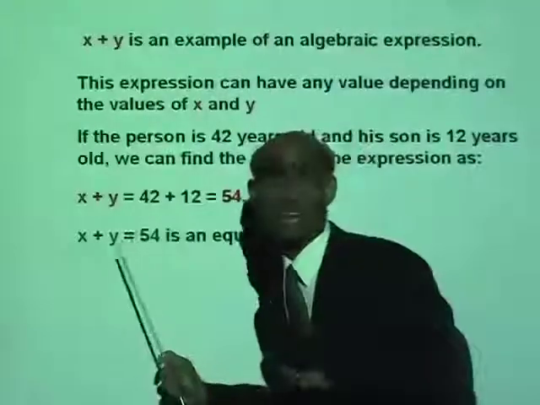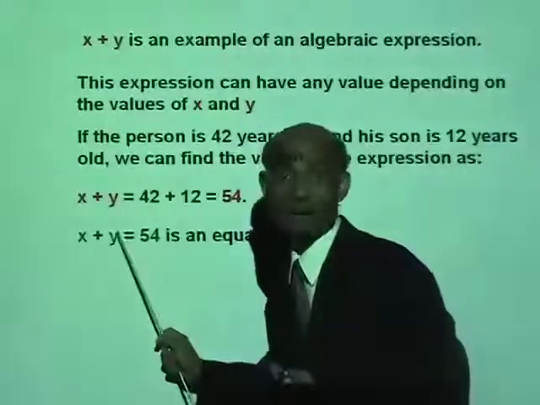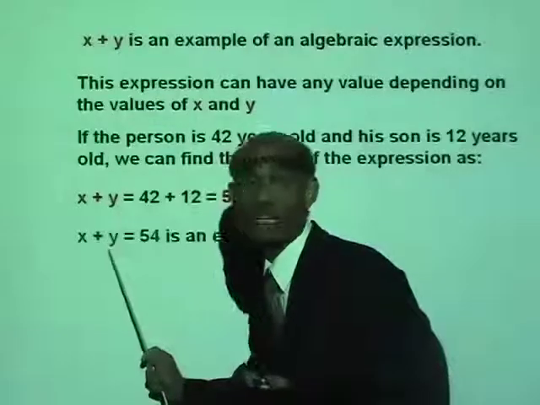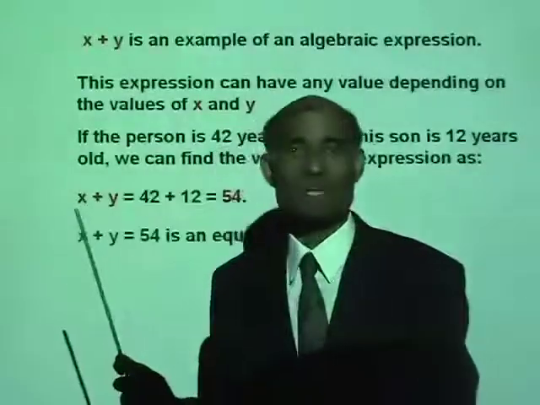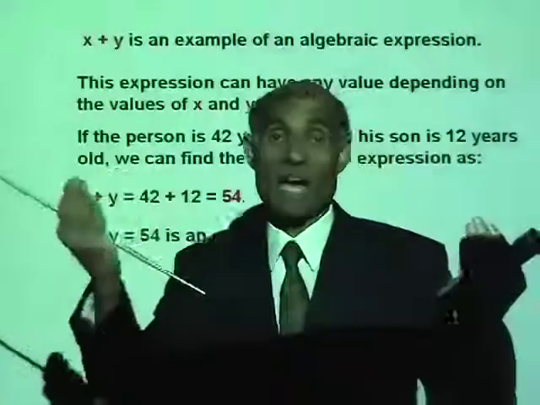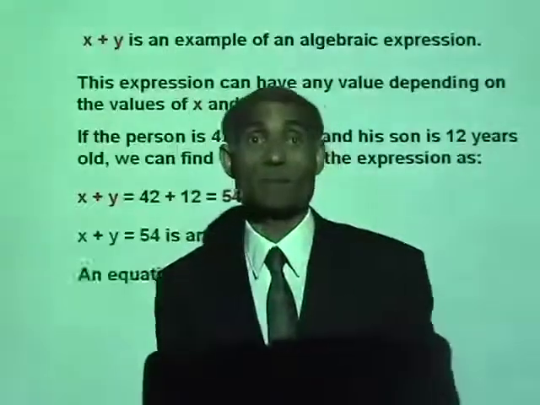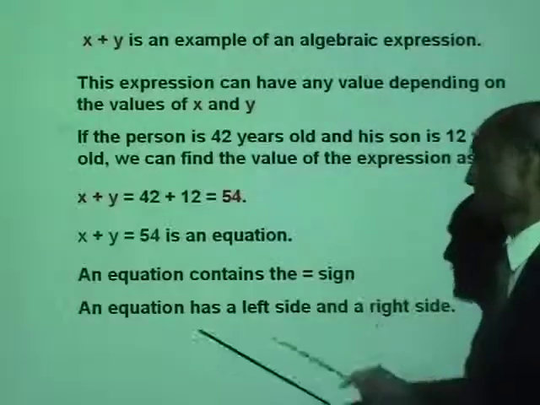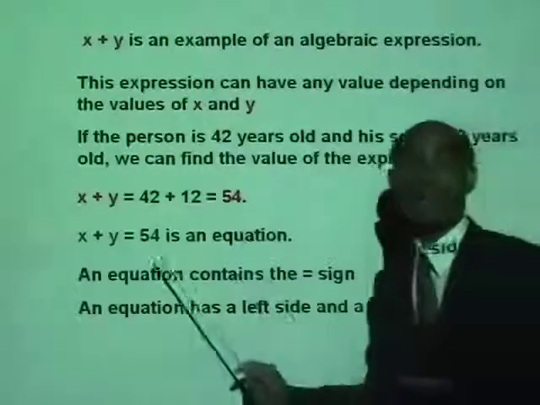Well, look at the characteristic of an equation. An equation has an equal sign. And there are certain things on the left of the equal sign, and there are certain other things on the right side of the equation. So an equation always has a left side and a right side separated by an equal sign. An equation contains the equal sign. That means an equation has a left side and a right side.